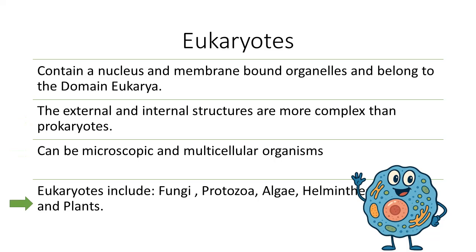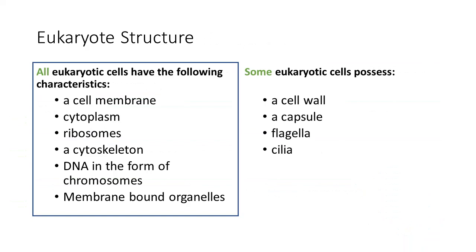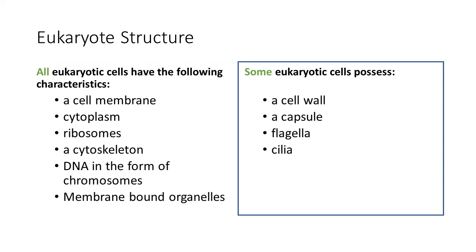So we're going to go through the various structures, but remember, as with the prokaryotic cells, some of these structures are going to be found in all eukaryotic cells. So they're plasma or cell membrane, cytoplasm, ribosomes, DNA, and then of course they're going to have membrane-bound organelles. Some are not going to be found in all cells, such as that not all of them are going to have a cell wall or flagella or cilia.